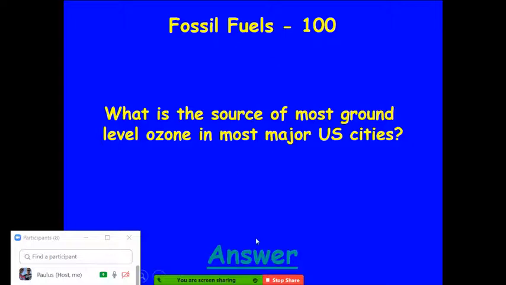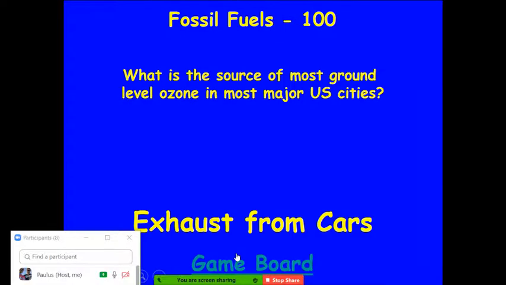All right, here we go. All right, so it's basically exhaust from automobiles. Remember, ozone is O3. It's a molecule of oxygen. It's O3, and it's found in the stratosphere, the lower stratosphere.